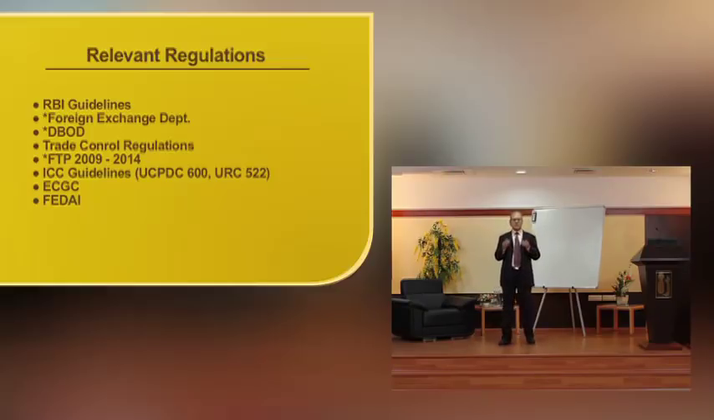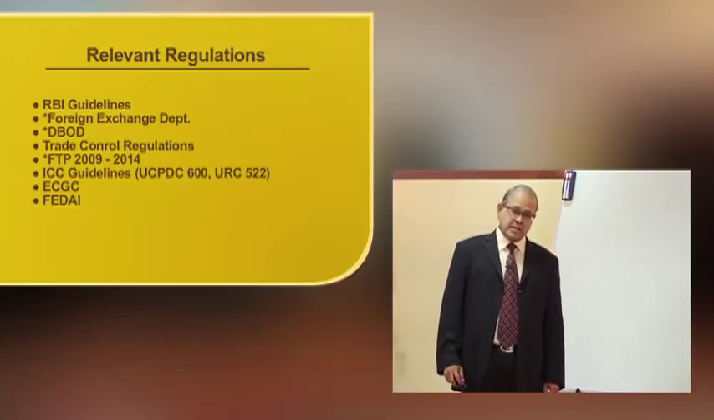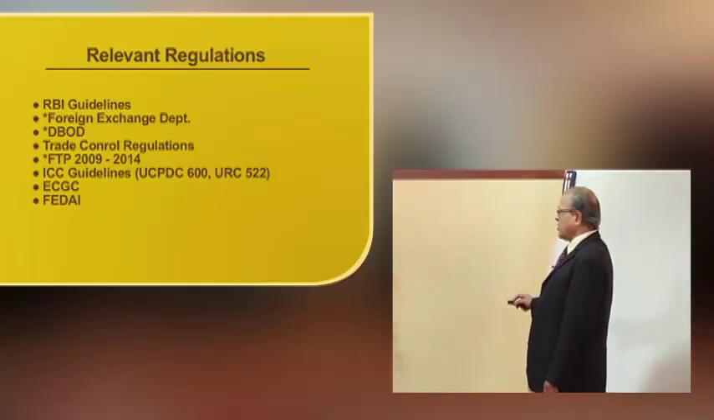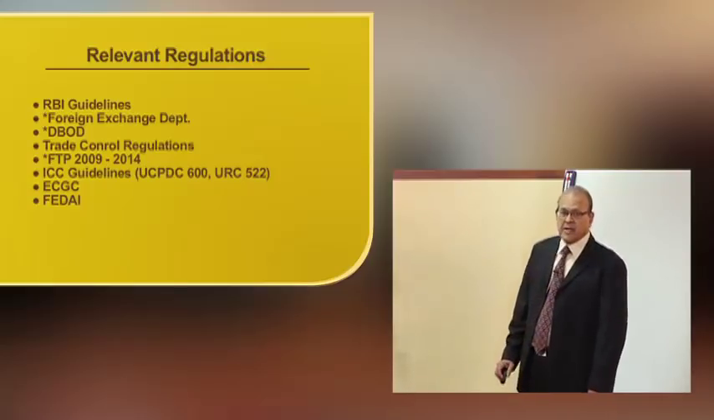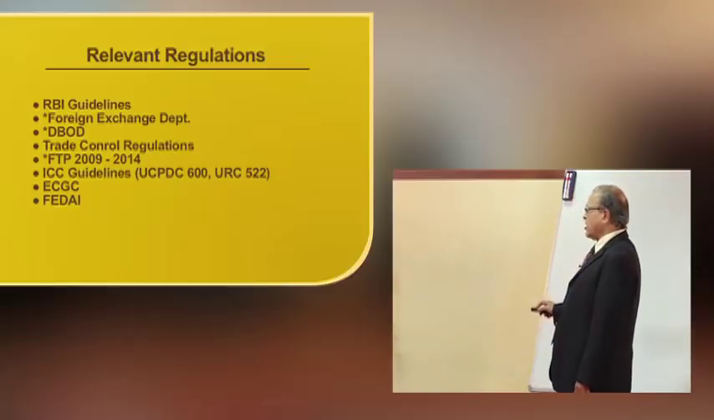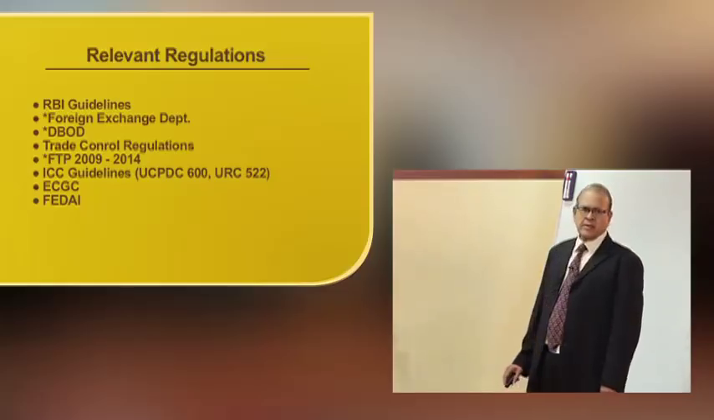So whenever goods are exported, who handles it? Trade control authorities handle the physical movement of goods, whether it is inward or outward, whether it is import or export. So the trade control authorities control and regulate physical movement of goods and services from India and into India, and that is governed by what is called Foreign Trade Policy 2009-2014. What does it mean?